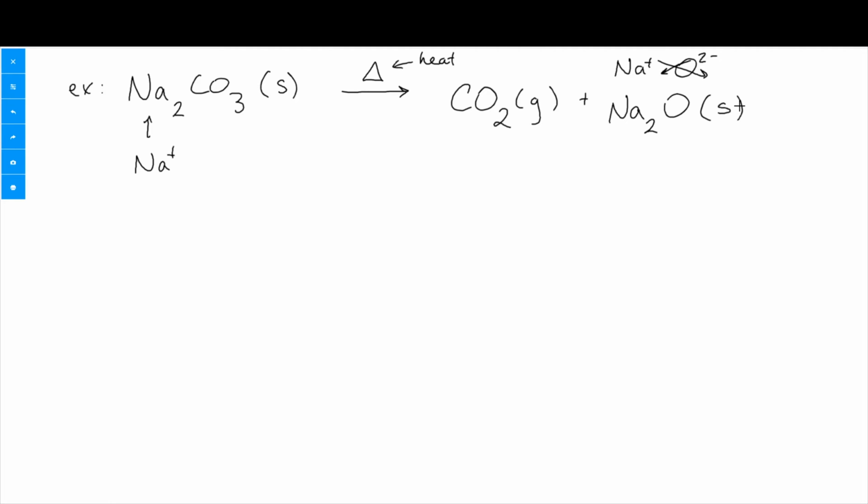So that's the general form of a decomposition reaction. It forms some compound plus the corresponding oxide. There are other kinds of decompositions besides carbonates.